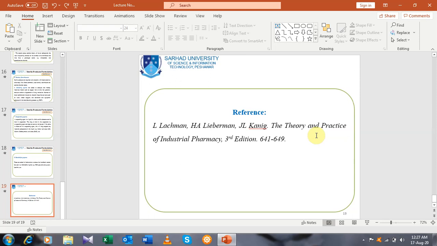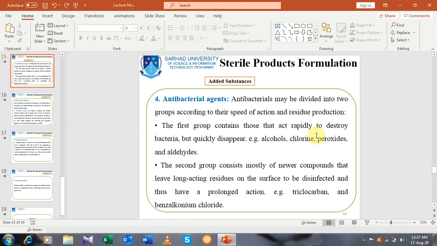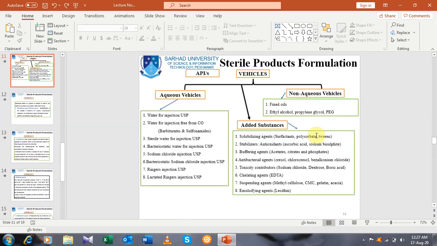You can consult Theory and Practice of Industrial Pharmacy, 3rd edition, by Lachman and H.A. Lieberman, and J.L. Kanig. That's all about today's topic. Let's overview the topic.